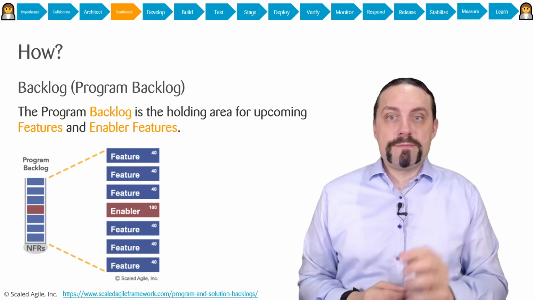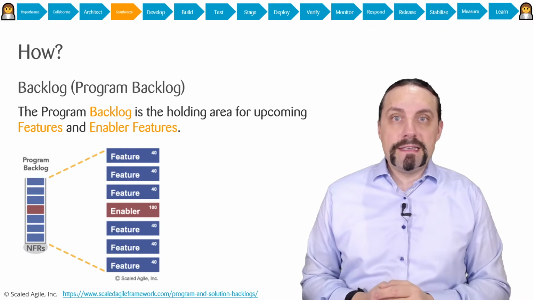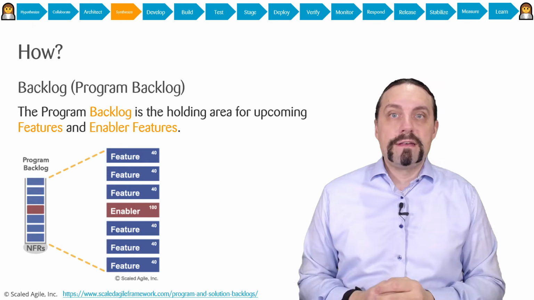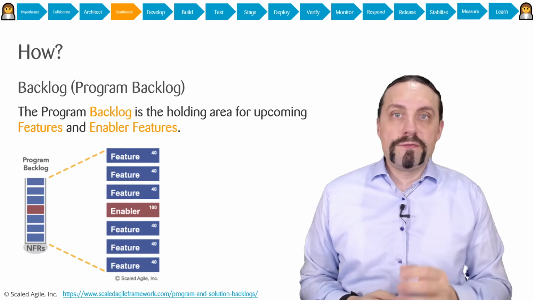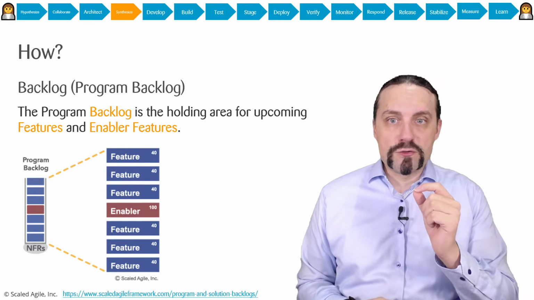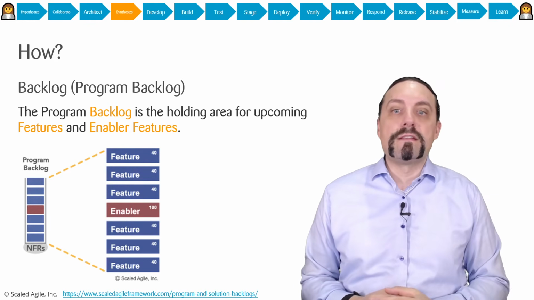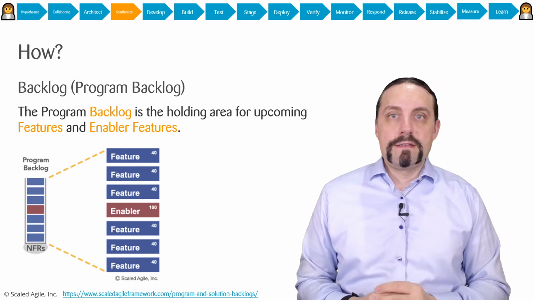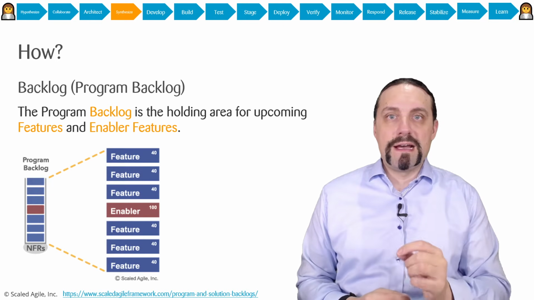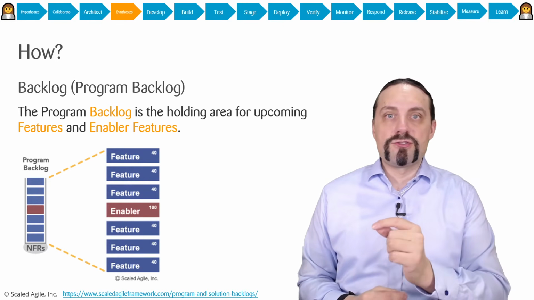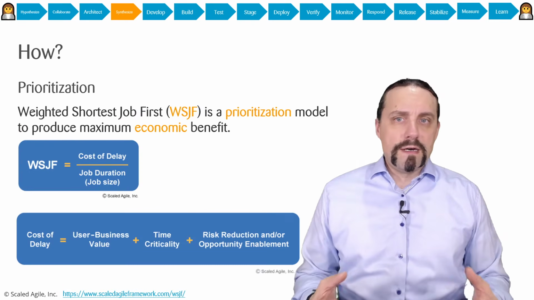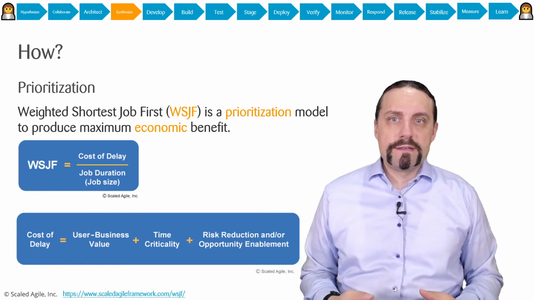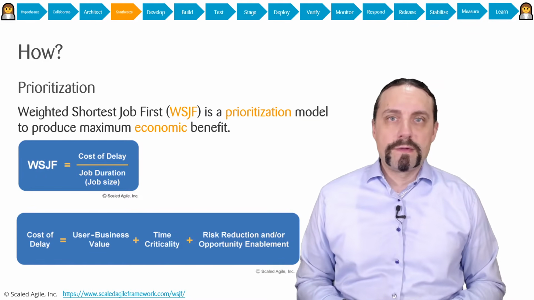One important aspect is that it is prioritized, and as you can see down there, the non-functional requirements are a constraint on this program backlog. And this constraint applies to every feature and enabler feature in this backlog. So how do we prioritize such a backlog?